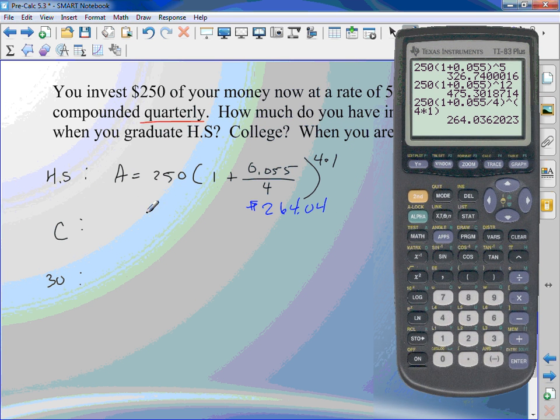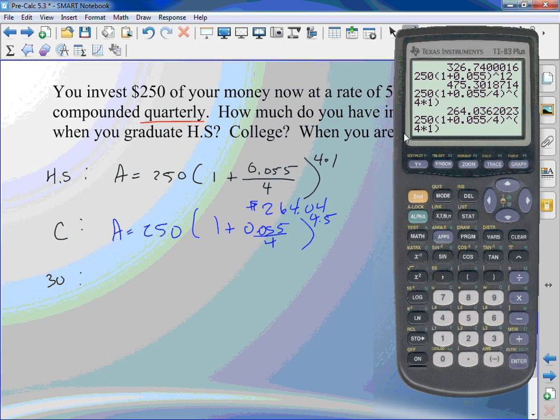Okay, for the second one, A equals 250 times 1 plus 0.055 divided by 4 to the 4 times 5. When I put it in the calculator, I either put 20 or I do 4 times 5. If you do 4 times 5, it has to be in parentheses. I'll show you if I don't.